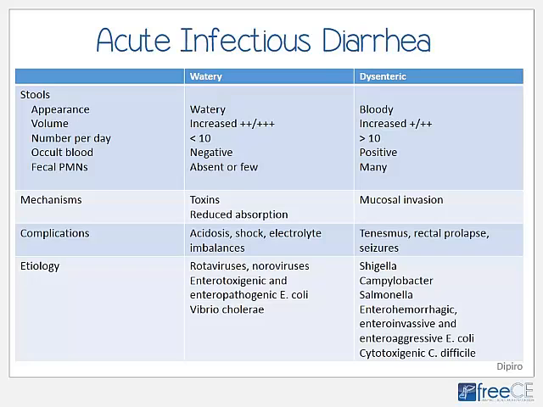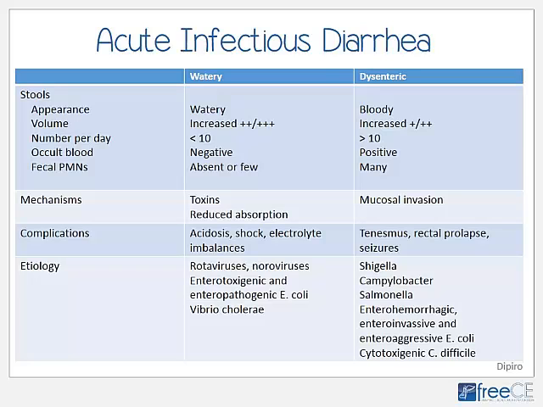Now, in comparison to dysenteric diarrhea, the appearance of dysenteric diarrhea is frequently bloody. It has increased volume, but not as great a volume as watery diarrhea. Generally, in dysenteric diarrhea, we're talking about more than 10 bowel movements a day. If you did the occult blood test, often it would be positive, and there would be many PMNs if you took a look at the stool. So then taking a look at the difference in mechanism, in watery diarrhea it's toxin-based as well as reduced absorption. In dysenteric diarrhea, we specifically have mucosal invasion.